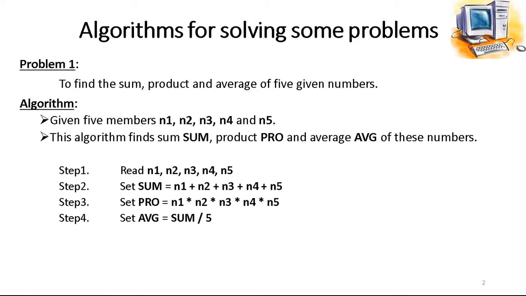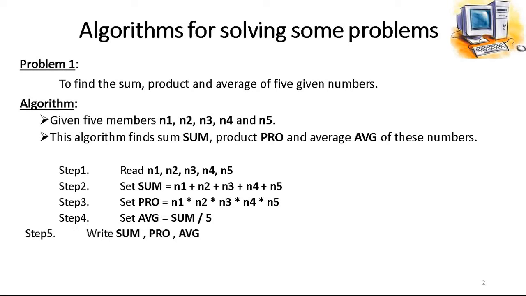Finally, the third value that we are calculating is the average of 5 numbers. So we will set the value of AVG, which is the variable used for average, equal to the sum that we have calculated in step 2, and we will divide it by 5 because the total number of observations is 5. So we divide the sum by 5, and this will give us the value of AVG, that is average.